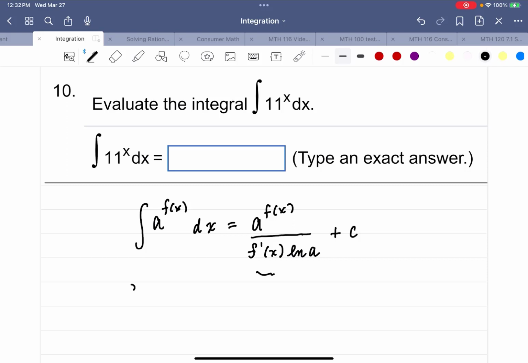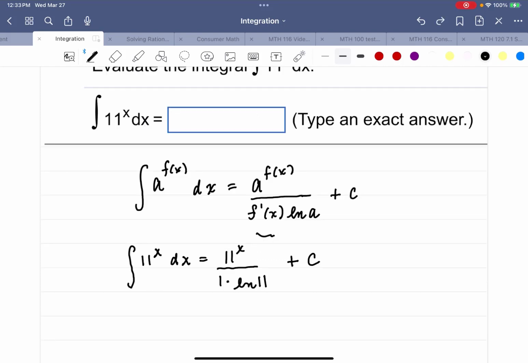So the integral of 11 to the x dx, let's copy the base to the power, divide that by, well, that would be a 1 for the derivative, and then the natural log of 11 plus c. And of course, I can finish that off by saying 11 to the x over the natural log of 11 plus c. And that is my final answer.